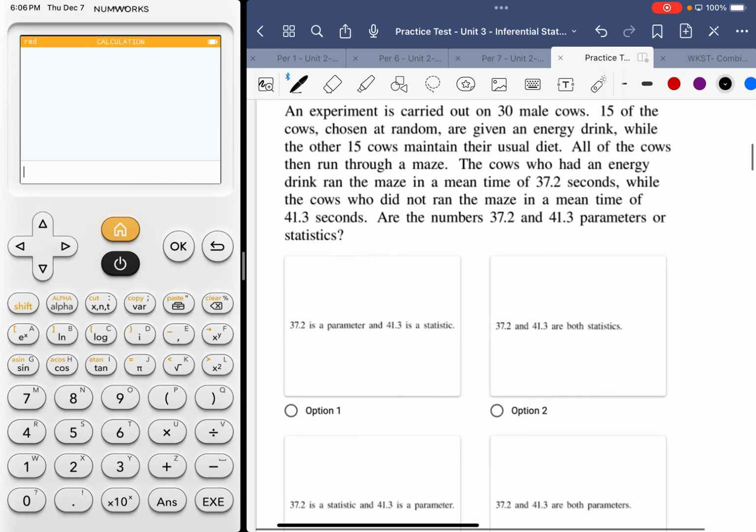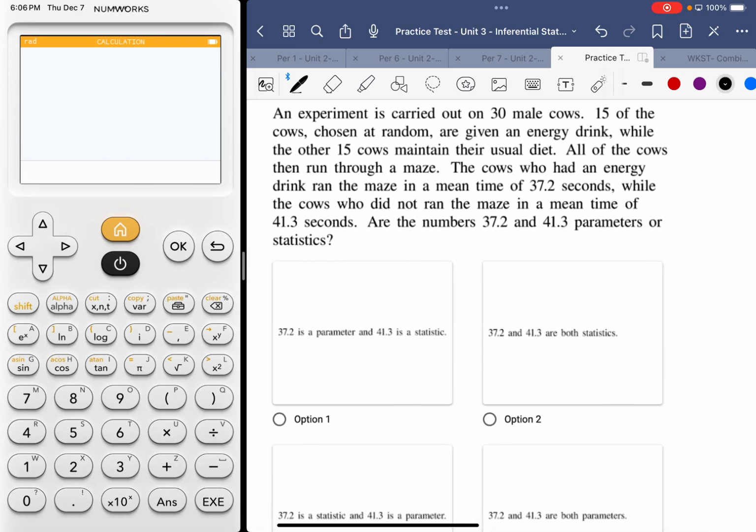Now this one, I apologize, I didn't number them on the form, so I'm just going to have to say the next one instead of number 2. An experiment is carried out on 30 male cows. 15 of the cows chosen at random are given an energy drink, which sounds kind of horrible, while the other 15 cows maintain their usual diet. So there's definitely a treatment being imposed here, and that is the presence of the energy drink.